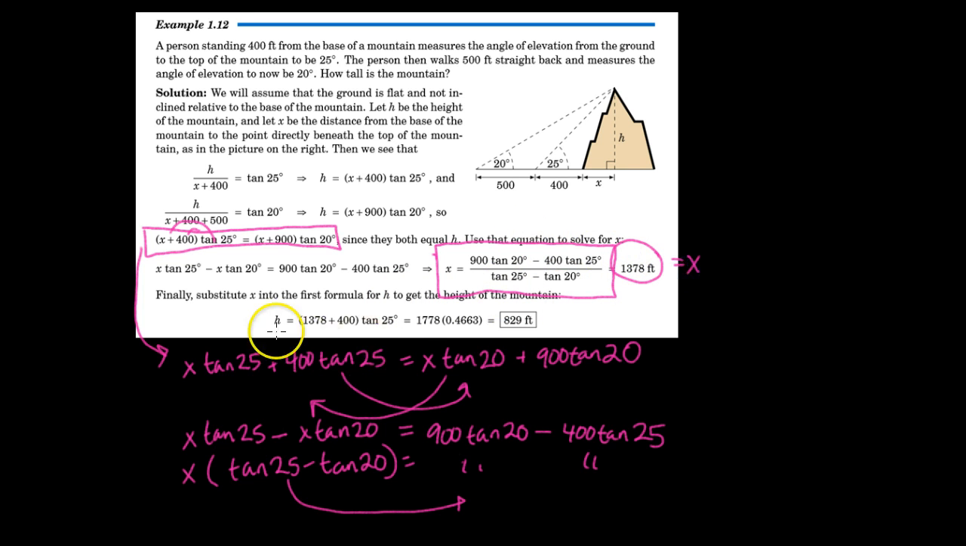So the last step is to substitute it into this formula. You can substitute it into either one. It looks like they did the first problem right here and they plugged in x. So that's where they get the 1378 plus 400 times tangent of 25, and that would give you 829 feet as the height of the mountain. Okay?